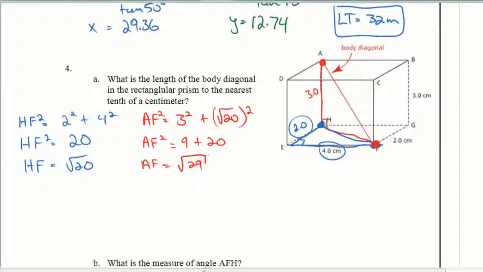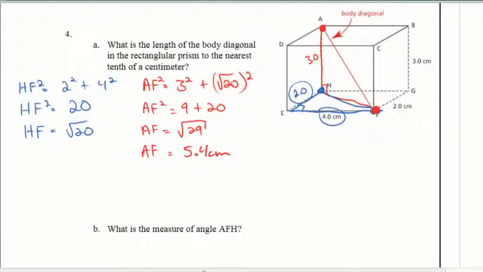I could figure it out as a decimal, and I will. I end up with 5.4 centimeters. So there you go. That's the distance from A to F. Nothing too earth-shattering there. Pythagorean theorem question, just 2 steps, 2 triangles, one in blue, one in red.